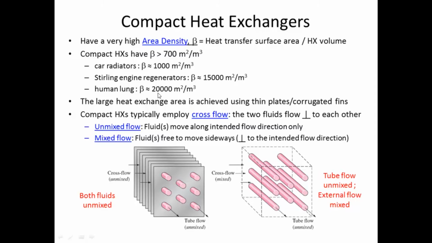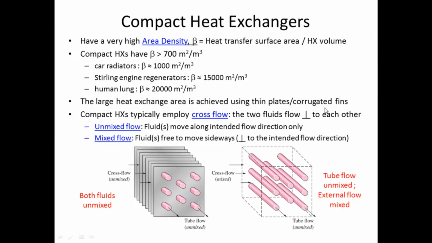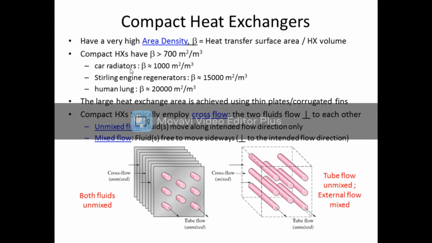The key to increasing the area for a given volume is to use thin plates or corrugated fins, which enhance the area but don't contribute to the volume. So these plates or fins are a common feature in all the compact heat exchangers. You can think about a car radiator. There are a lot of very thin fins which you can observe in a car radiator, which enhance the heat transfer rate.